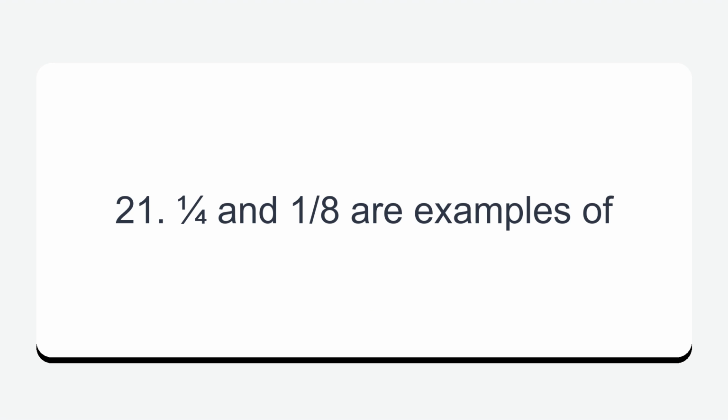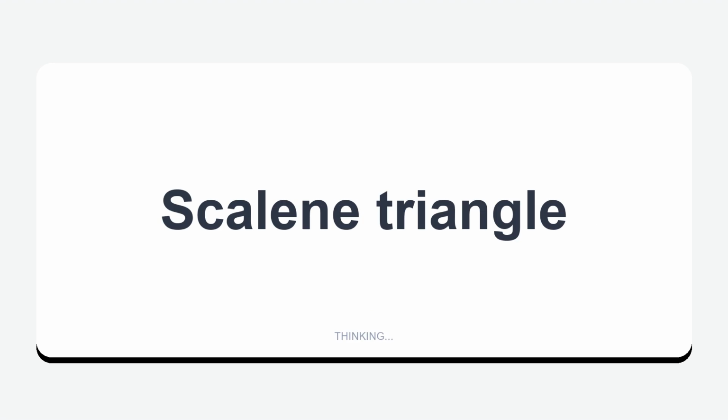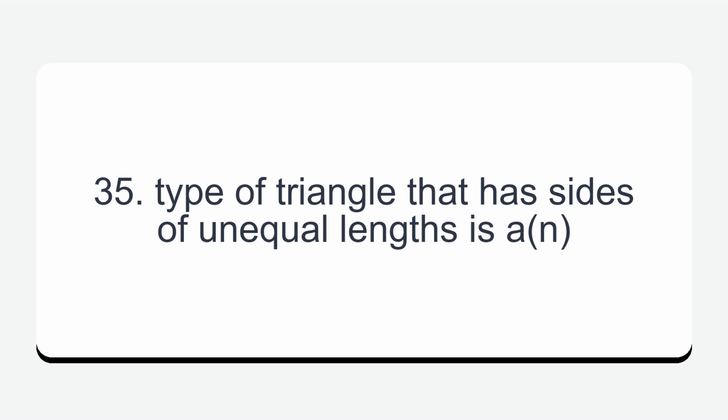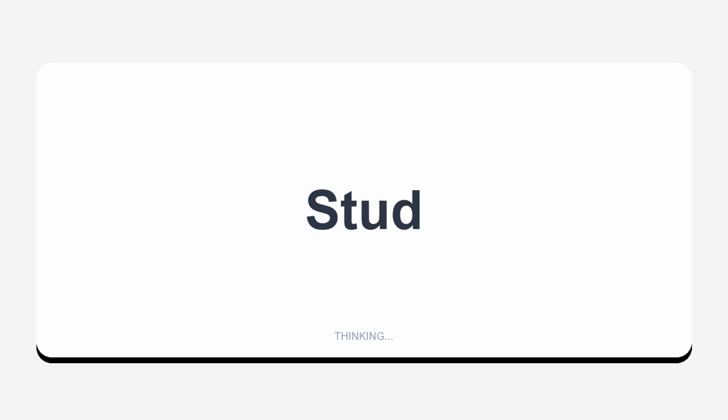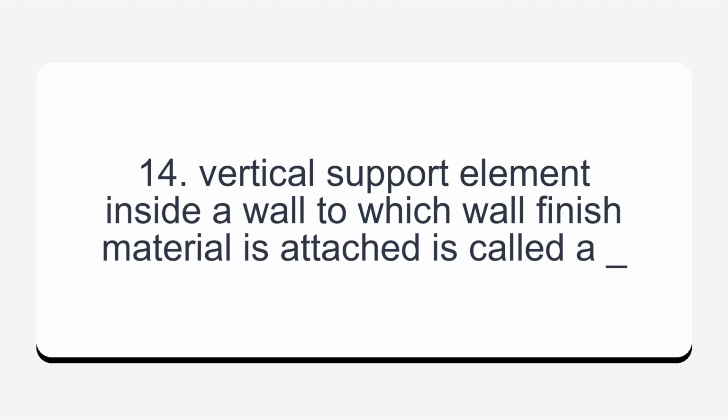21. 1/4 and 1/8 are examples of scalene triangle. 35. Type of triangle that has sides of unequal lengths is a, n, stud. 14. Vertical support element inside a wall to which wall finish material is attached is called a underscore area.